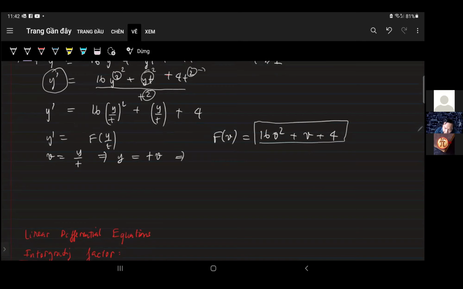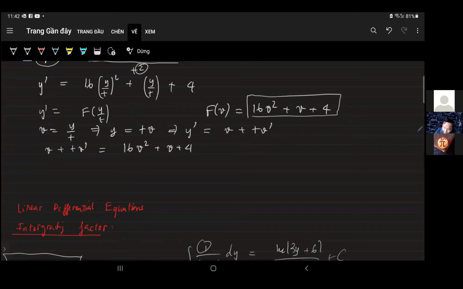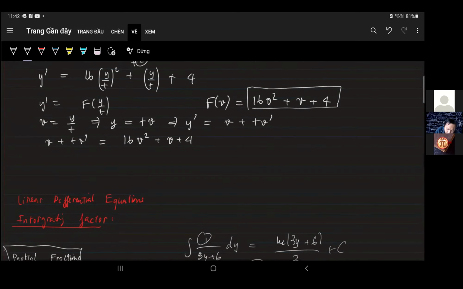We compute the derivative of y, by product rule, you have v plus t v prime, and you plug in, you have v plus t v prime equal to f of v, which is 16v squared plus v plus 4. I don't have much space left, so let's try to write it smaller. I subtract v from both sides and get rid of v. I have 16v squared plus 4.